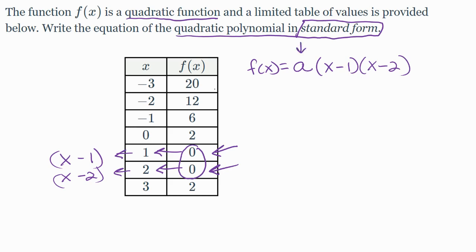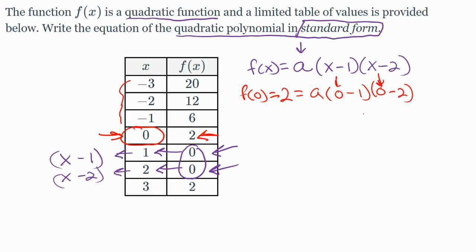But all I have to do is take any other coordinate and plug it in, and I can find my a value. You can choose any of these, but I definitely want to choose that 0 to plug in for x, because the easiest thing to ever do is to plug in 0 because it multiplies so nicely. And we know f of 0 is equal to this 2 right here. So we just say f of 0 equals 2 and set that equal to a times, sorry, not x, plugging in zeros: 0 minus 1 times 0 minus 2.